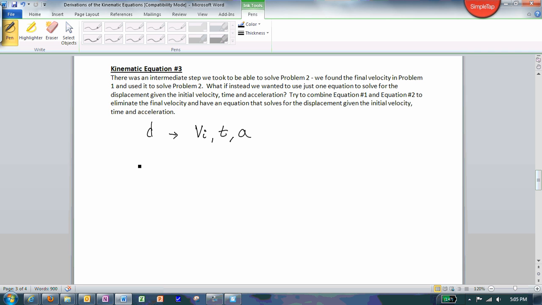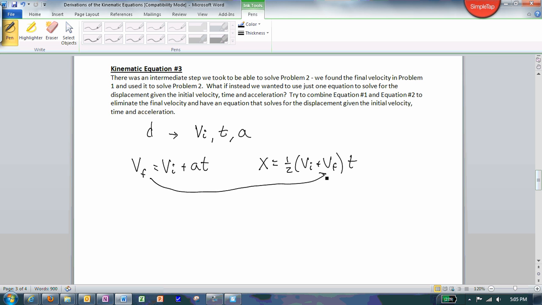So let's take our two previous equations. Our first equation, v final equals v initial plus at, and our second equation that told us that our displacement was equal to 1/2 (v initial plus v final) times t. So we're trying to eliminate the final velocity and we want to solve for the displacement, so it makes sense to take this value for the final velocity and plug it into this equation and then simplify. So if we do that, we get x equals 1/2 (v initial plus v initial plus at) all times t.